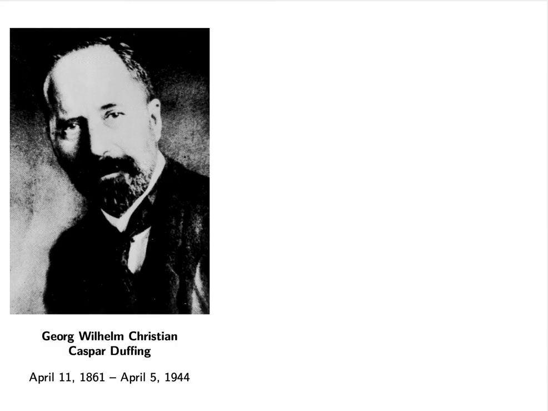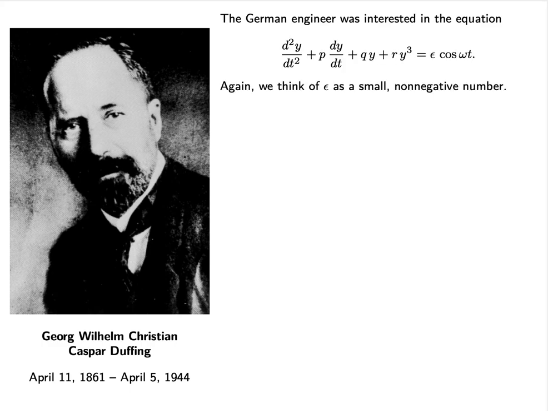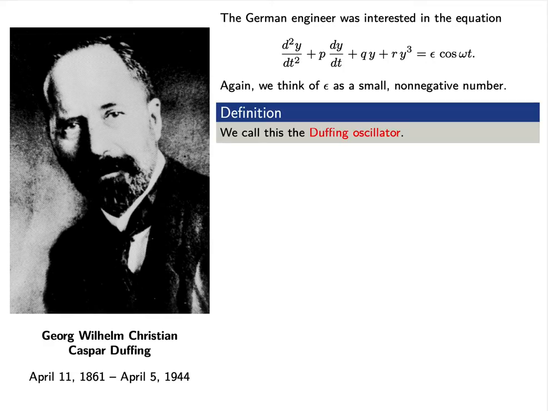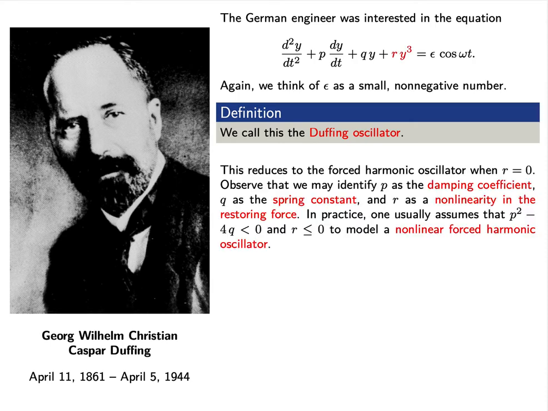A German engineer named Georg Duffing was very interested in having a slight generalization of the forced harmonic oscillator. In 1918, he was interested in the equation that you see here on your screen, y double prime plus p times y prime plus q times y plus r times y cubed equals epsilon cosine omega t. As before, we'll think of this forcing amplitude epsilon as a small non-negative number. We call this equation the Duffing oscillator. This is because this reduces to the forced harmonic oscillator when r is equal to 0.